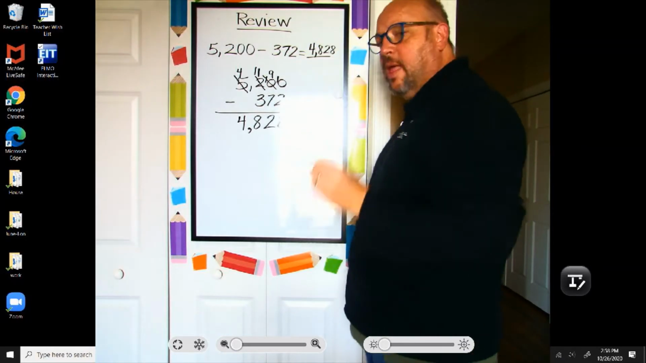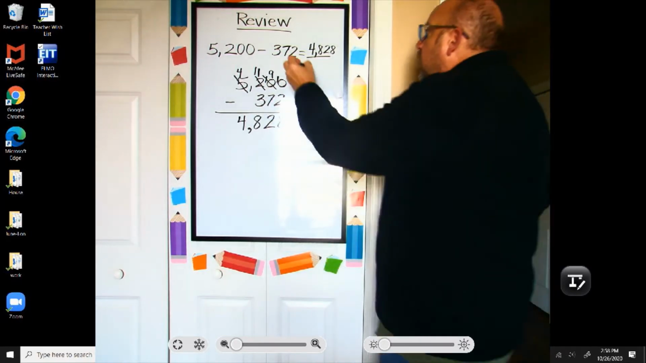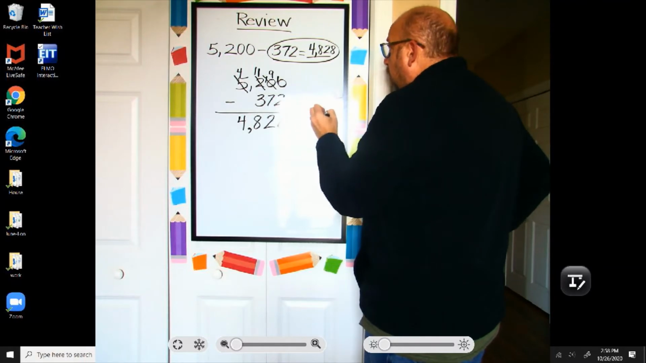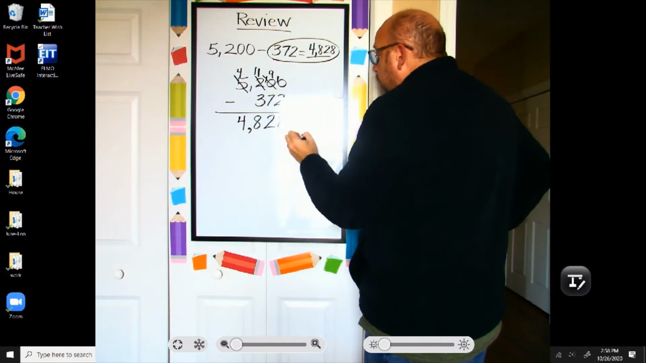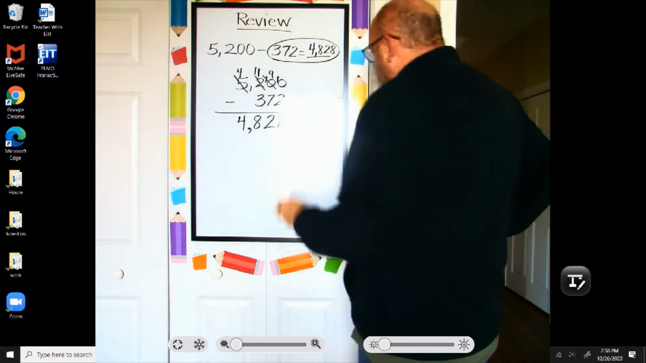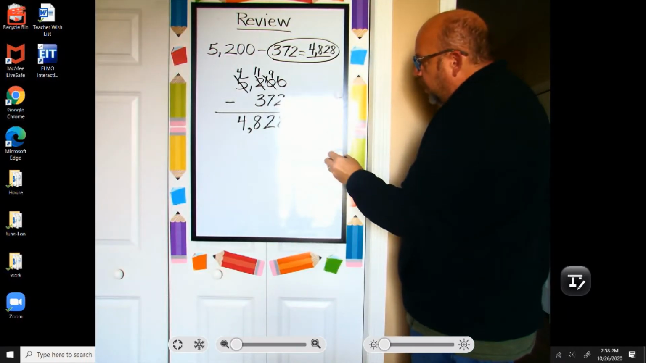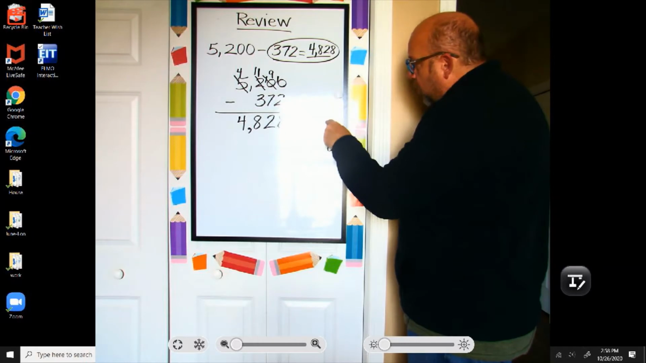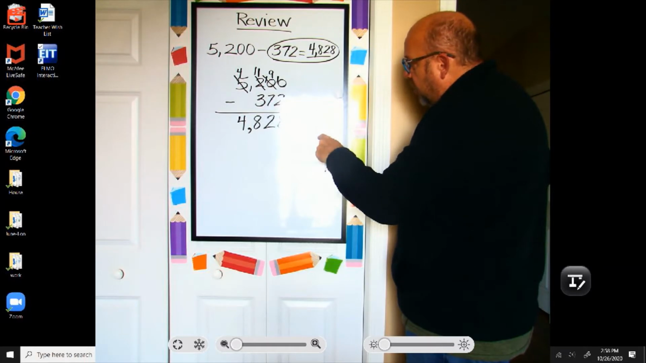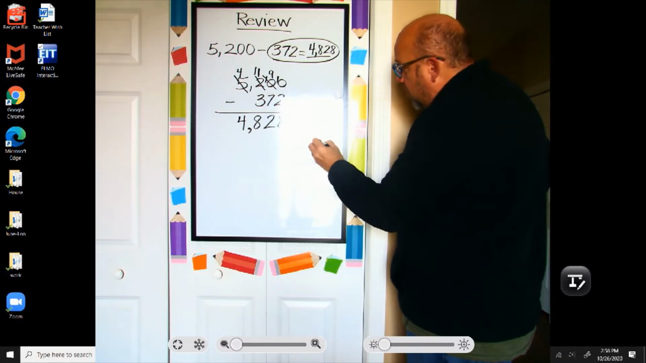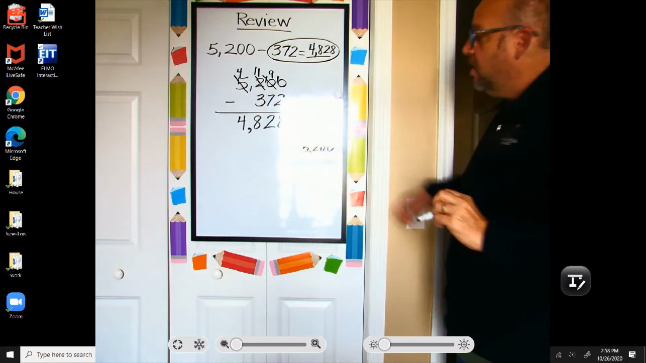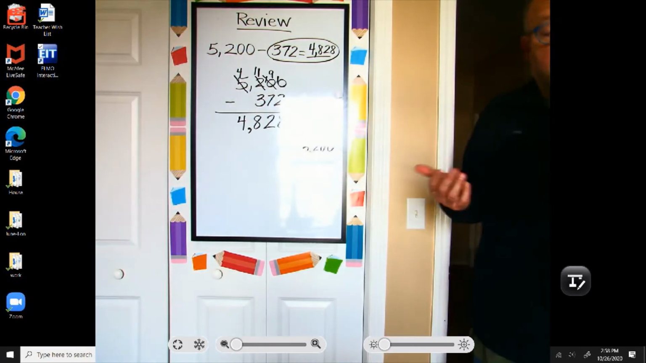4,828. Then scholars, if I wanted to check my work, what I would do is I should be able to add those two together, the two parts, and they should equal, if we did everything correctly, the whole 5,200. 8 plus 2, 8, 9, 10. 1 plus 2 plus 7 in our tens place is 10. 1 plus 8 plus 3, 8, 9, 10, 11, 12. 1 plus 4 is 5. Our comma between our hundreds and thousands, 5,200. We have a match.